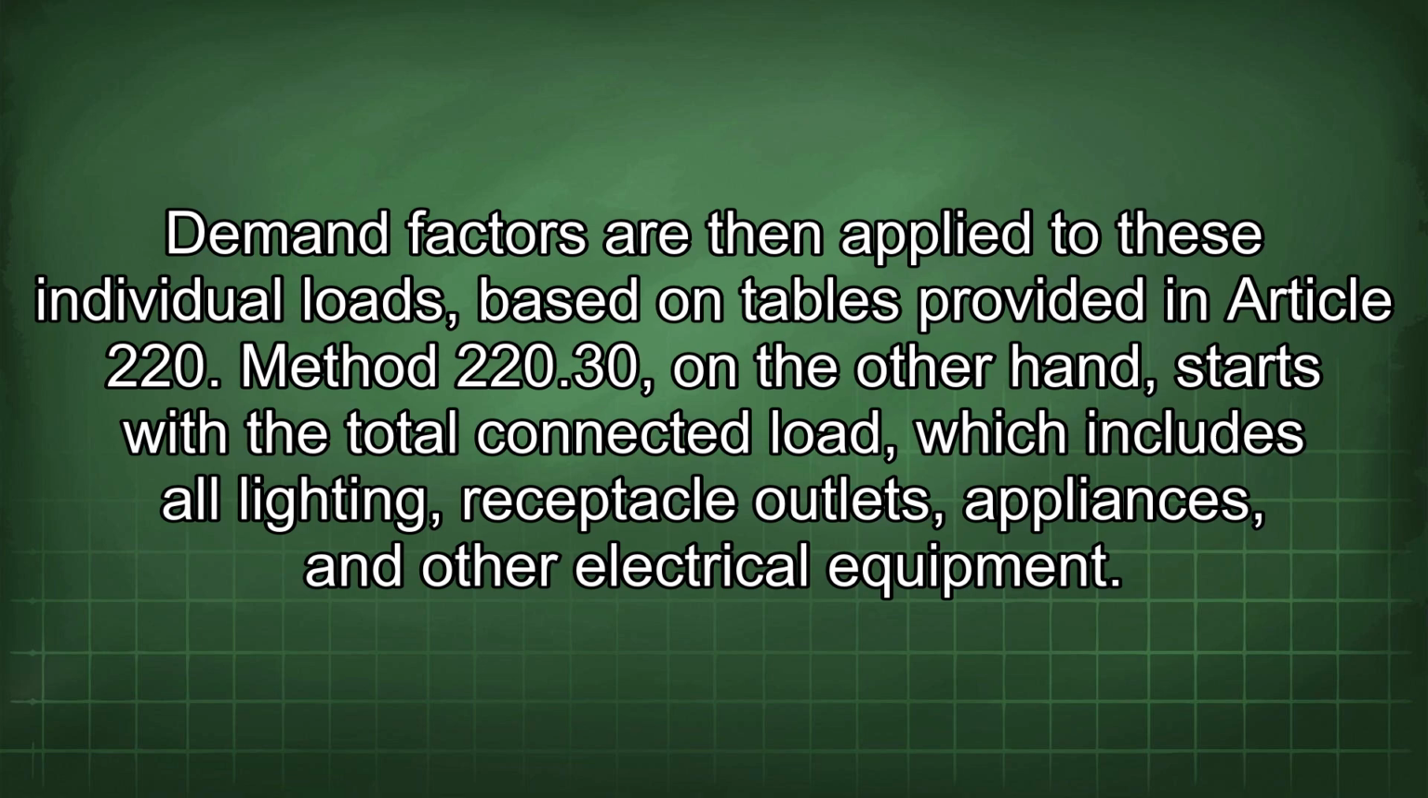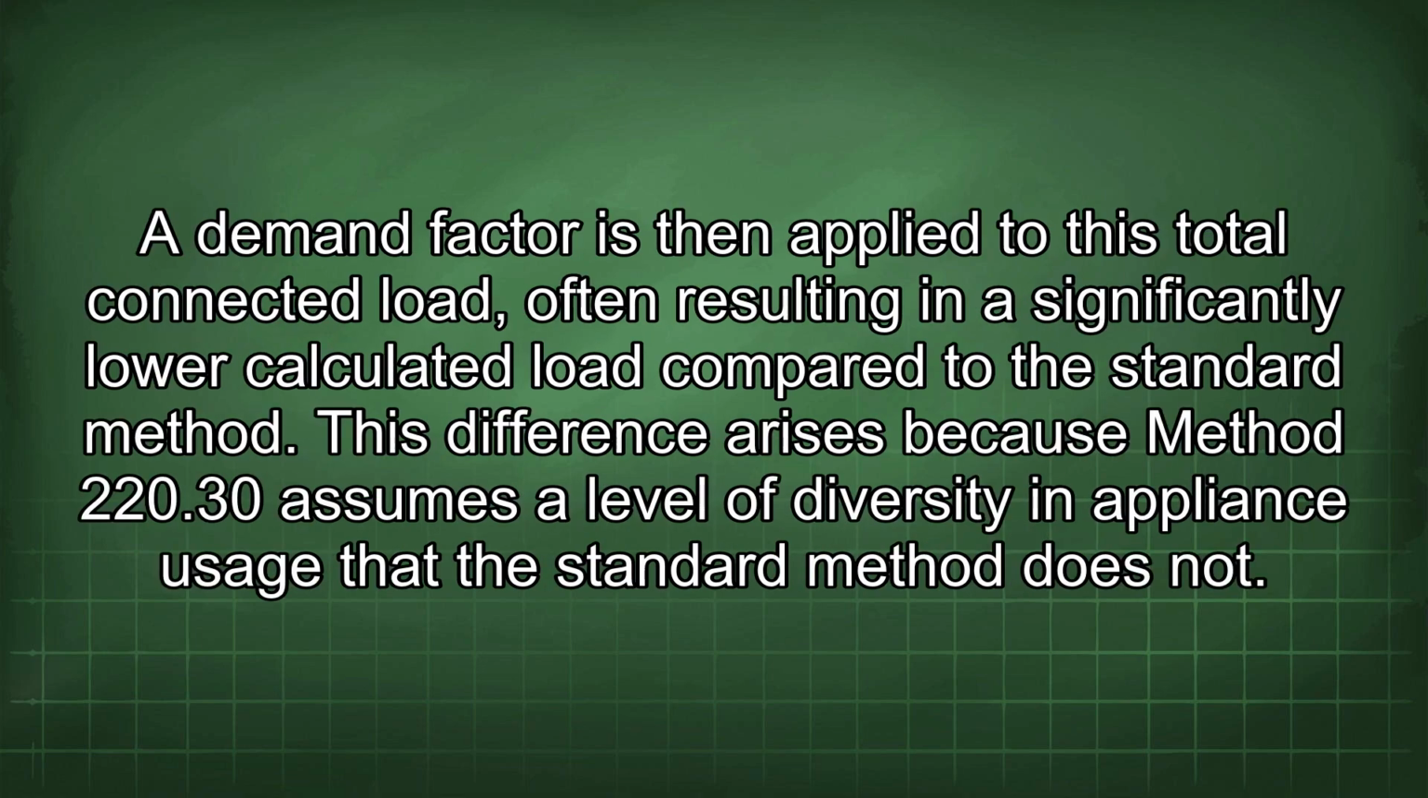Method 220.30, on the other hand, starts with the total connected load, which includes all lighting, receptacle outlets, appliances, and other electrical equipment. A demand factor is then applied to this total connected load, often resulting in a significantly lower calculated load compared to the standard method.